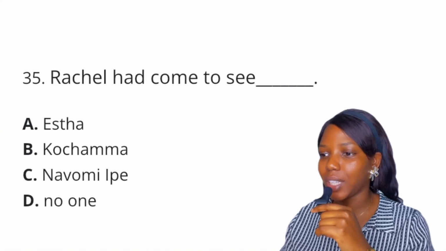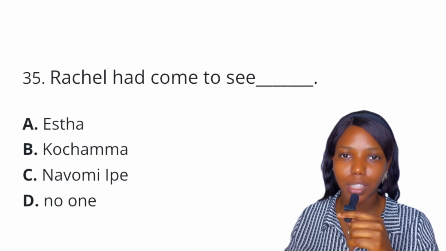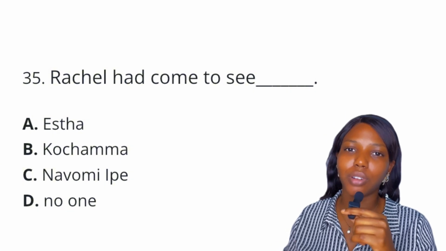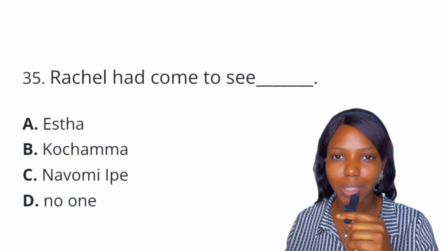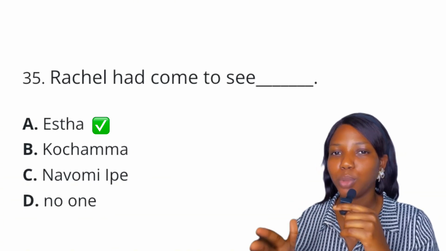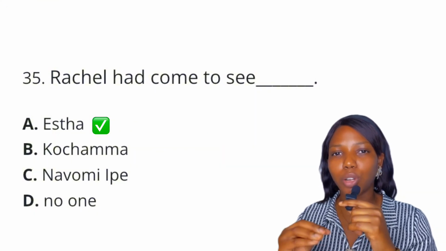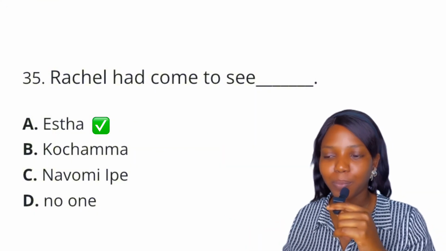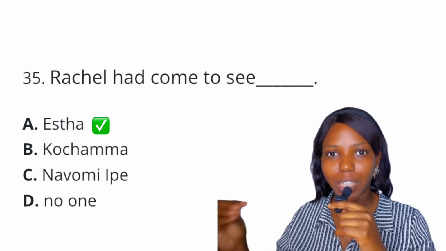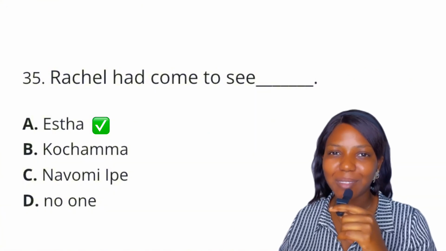Question 35. Rachel had come to see Dash. The answer to this question is Esther. Esther is her twin brother's name, right? And we can find this in the last paragraph. The passage described them to be two egg twins, dizygotic. One egg twins would be monozygotic. Option B, Kochama, is a grand aunt's nickname, baby Kochama. Option C, Navomi, is the grand aunt's real name. So the final answer to this question is definitely option A.